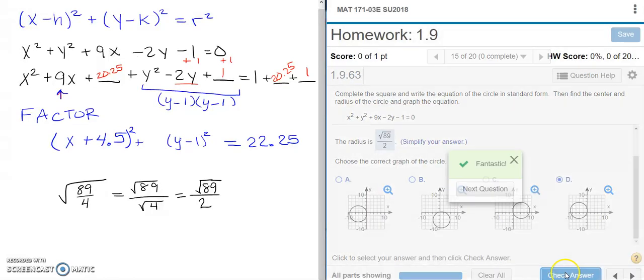Okay? And that's good. Alright, so I'm glad I got to show you guys this because this was definitely a more challenging problem because the numbers aren't as nice. But the other problems all work the same way. You're filling in the blanks with half of the middle number squared. Then you're factoring, and then you're just answering the questions from there.